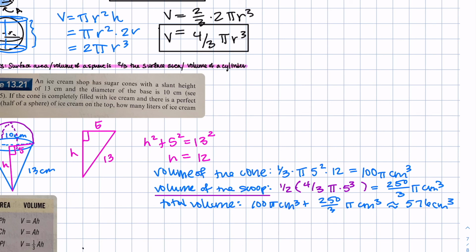And centimeters cubed is really what, in terms of liters, is what a milliliter is, right? Because I think a decimeter cubed was a liter, so a centimeter cubed should be a milliliter. And so turning this into liters, then that's 0.576 liters. So this is just using those conversions from section 13.1.